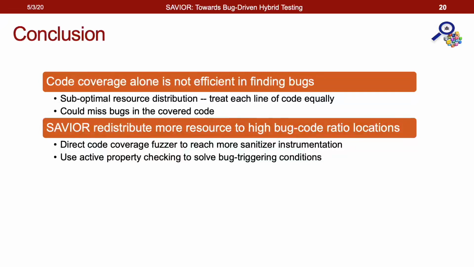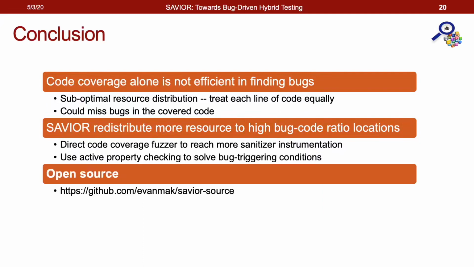Then Savior uses active property checking to directly solve those bug-triggering conditions after we are able to reach those instrumentations. And lastly, Savior is open sourced at the following link. Please check it out and give us feedback. Thank you for your attention, and I welcome any questions you have.